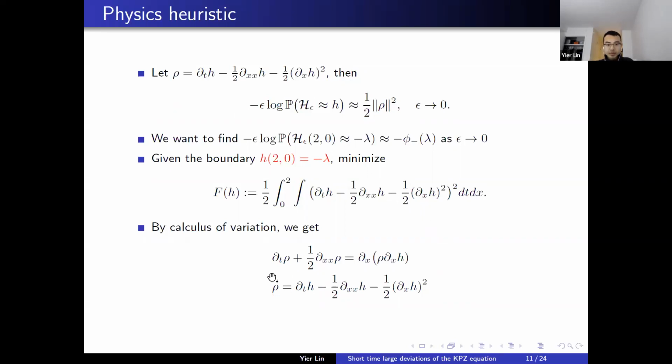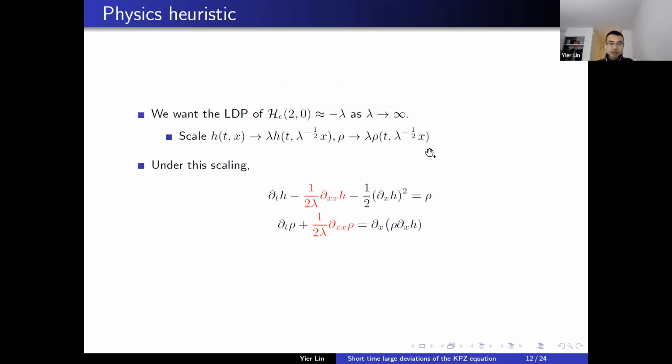But it turns out that if you look at this pair of PDE, it's quite hard to find an explicit solution. And also, our goal is not really to understand the solution for this pair of PDE, because what we want is to extract the asymptotic for this rate function as lambda goes to infinity. Our goal is not to find the value of phi minus lambda for each lambda. We're interested in the asymptotic when lambda goes to infinity.